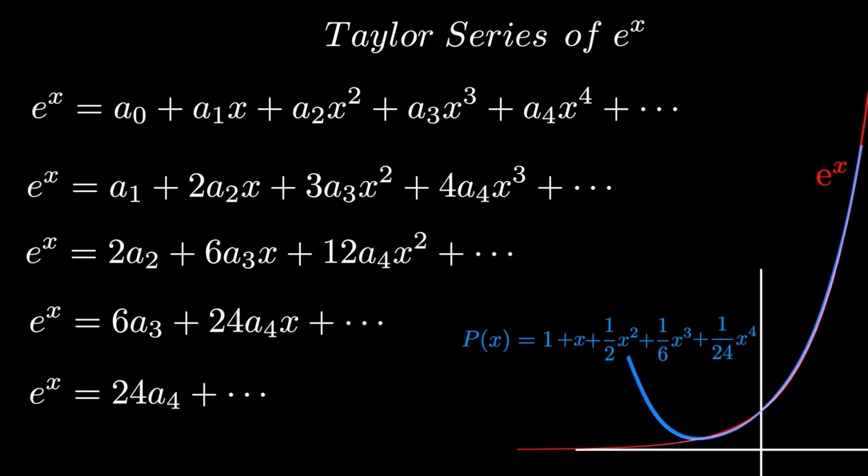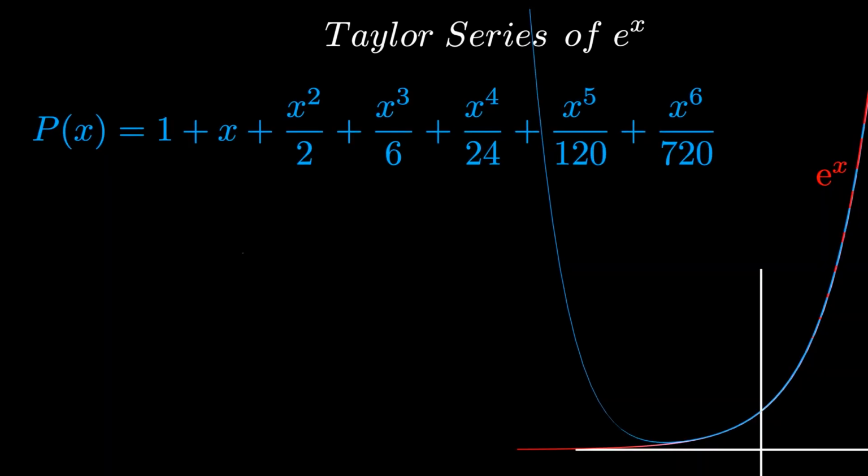Doing this gives us a sum which approaches e to the x as the number of terms approaches infinity. That's right, using an infinite polynomial we can describe e to the x. This is called a Taylor series. A Taylor series is an infinite polynomial whose derivative at a point matches that of the derivative of some function.